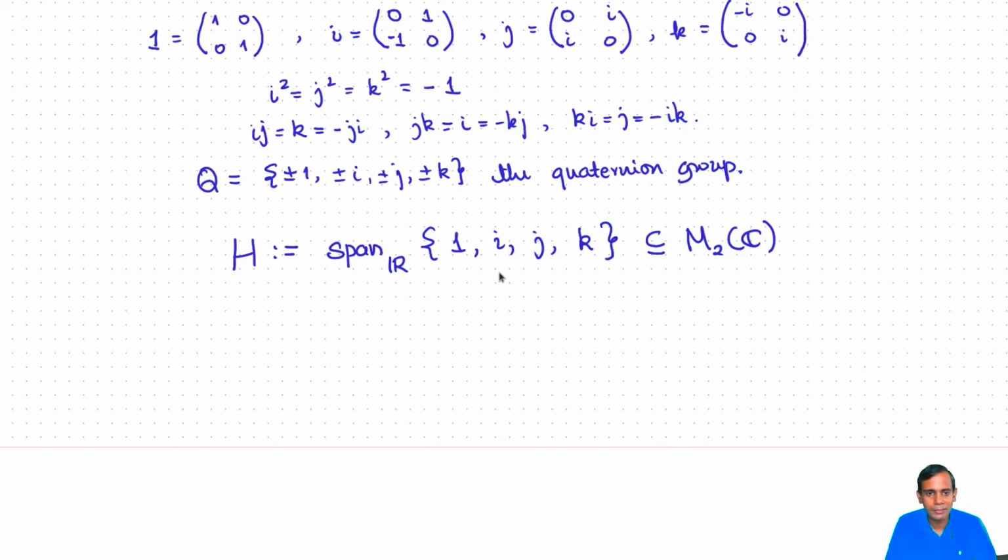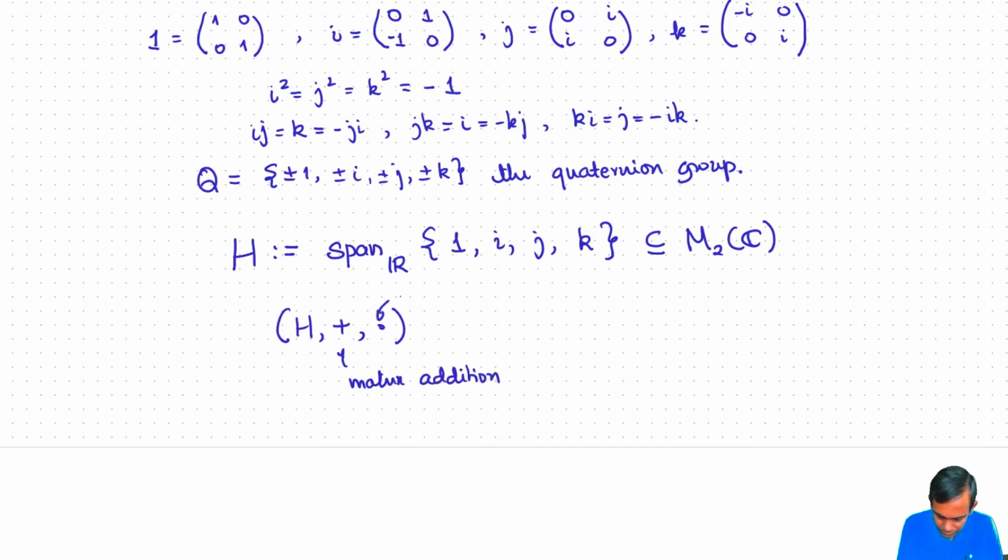Okay, so that's the definition of quaternions, and we endow it with 2 binary operations, addition and multiplication, both inherited from matrices. So H, we endow it with plus and dot. This is matrix addition, and this is matrix multiplication. And that for you defines the quaternions.